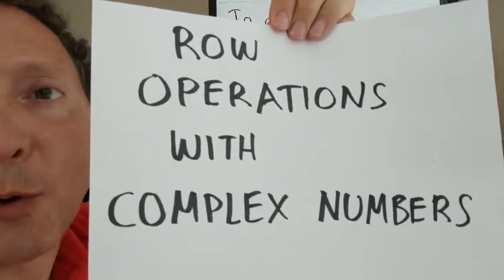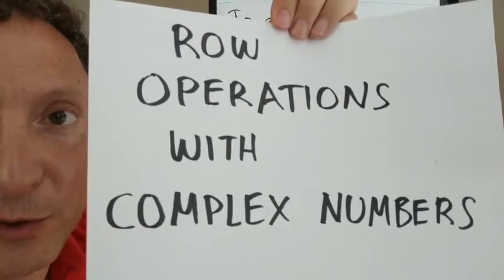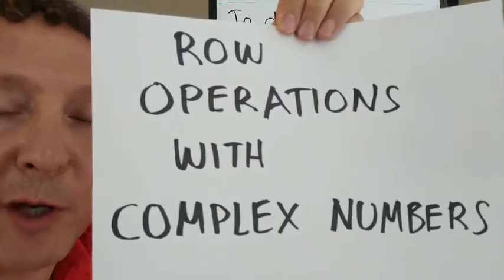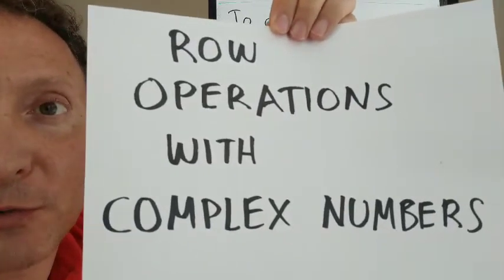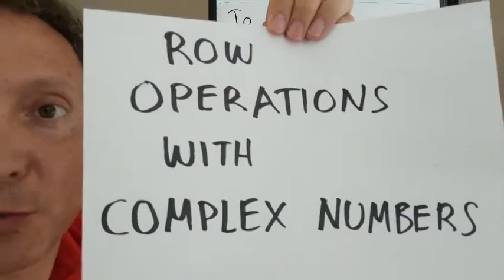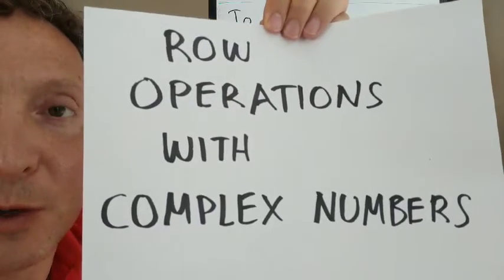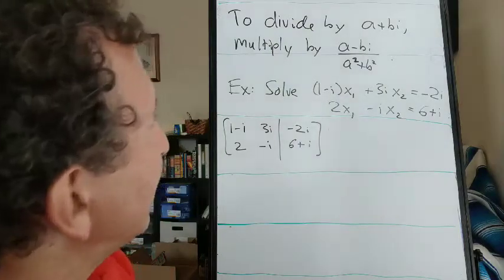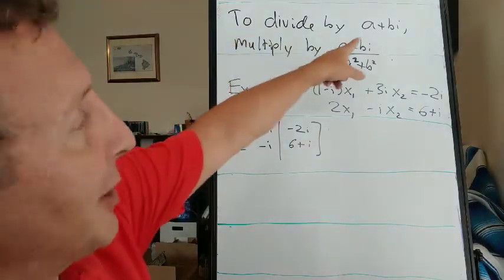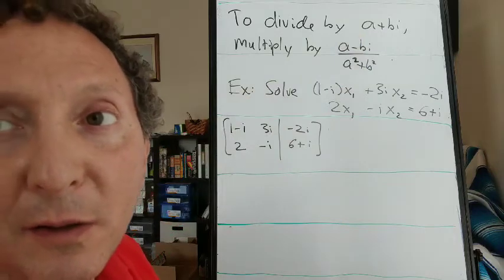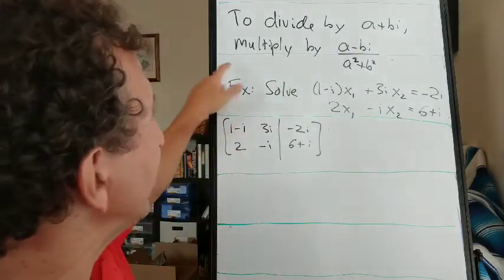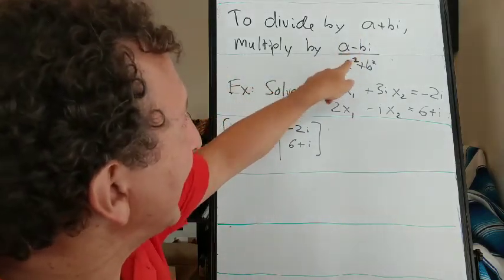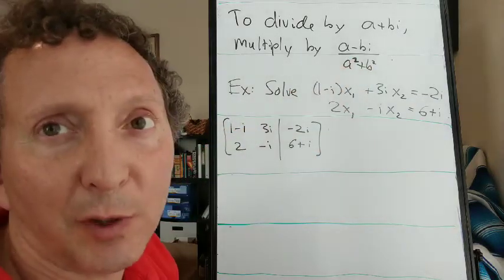So far, all the row operations we've done have been with real numbers. And we could work with matrices that have complex entries too, so we might have to do row operations with complex numbers. Now, pretty much it's the same. The only thing is we have to remember that if we ever want to divide by a plus bi, that's the same as multiplying by a minus bi over a squared plus b squared.